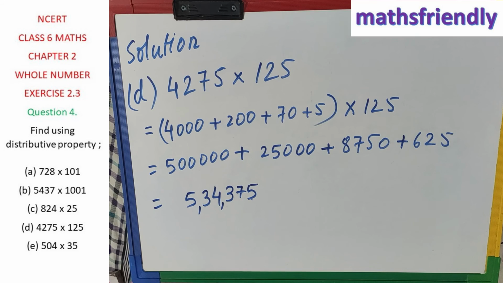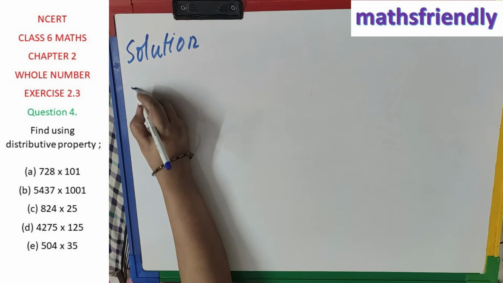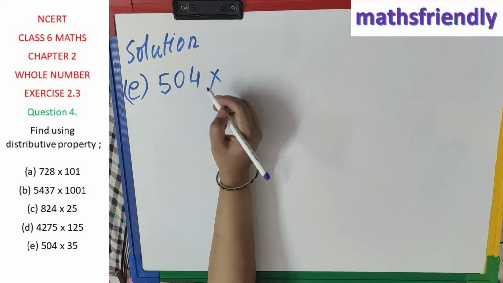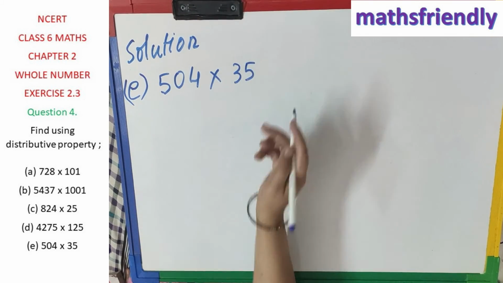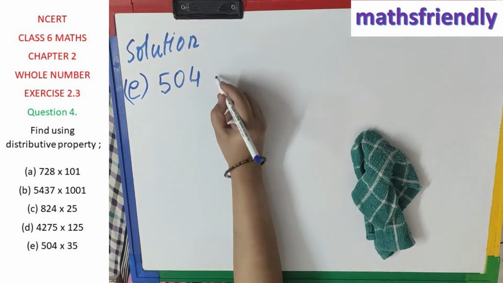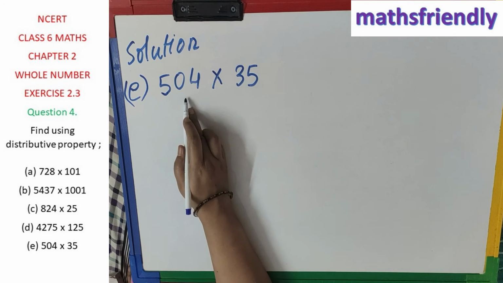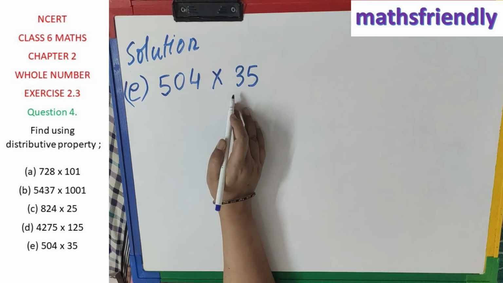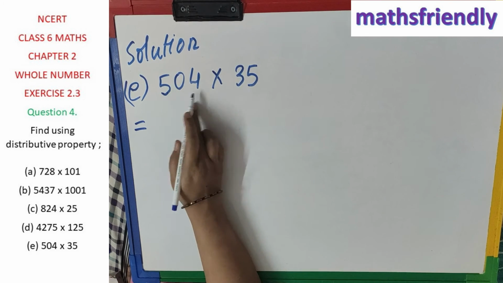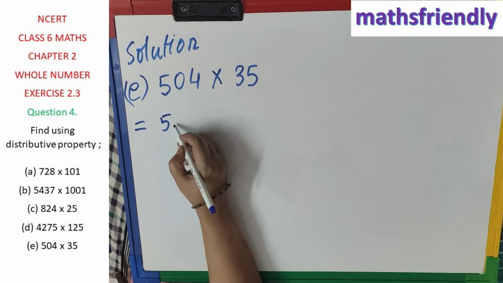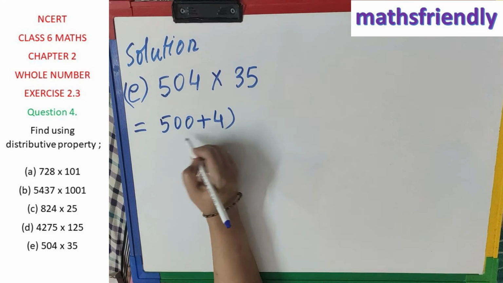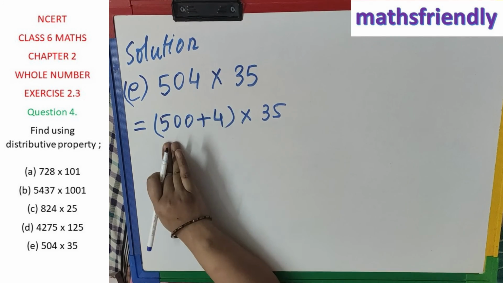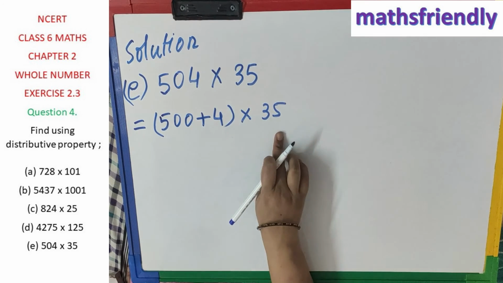Now let's come to part E. In question number E, we have 504 multiplied by 35, and we have to find this using the distributive property. So what we will do, we will write 504 as 500 plus 4, multiplied by 35. So what we did, we have written 504 as 500 plus 4 multiplied by 35.